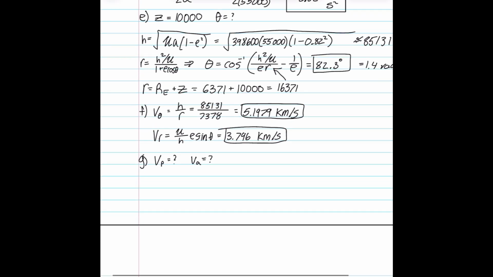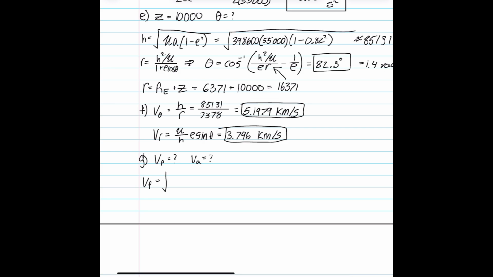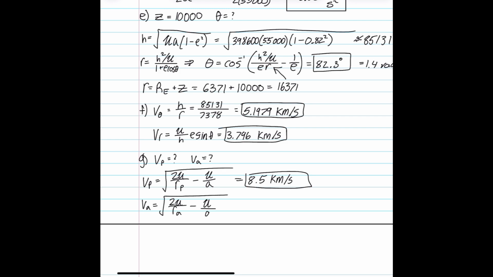And then part G asks the speed at perigee and apogee. So VP and VA, we can use the vis-viva equation with the radius of perigee, which they gave us. And the same thing, but with the radius of apogee, which they also gave us in the problem statement. So at apogee, it has a much smaller velocity, which makes sense because it's further away from the focus.